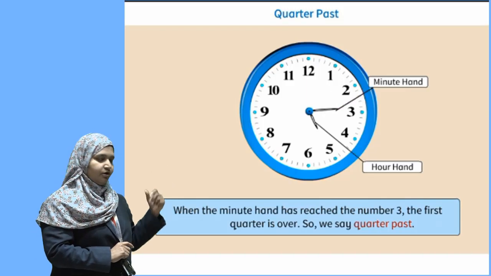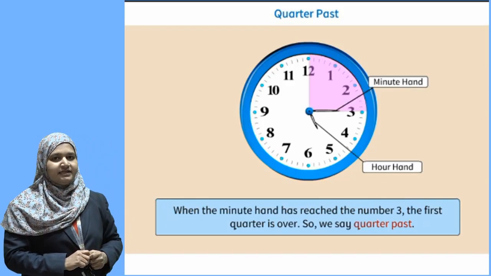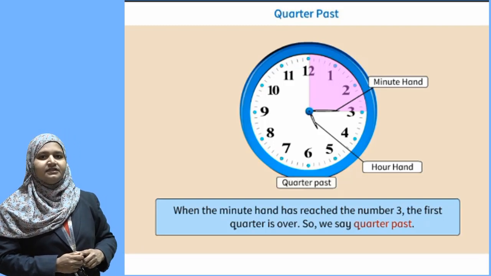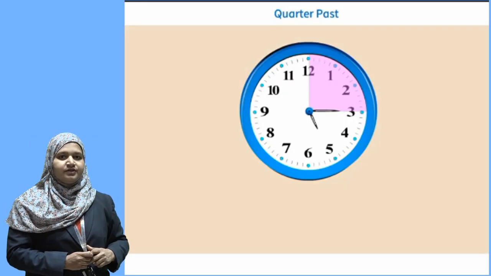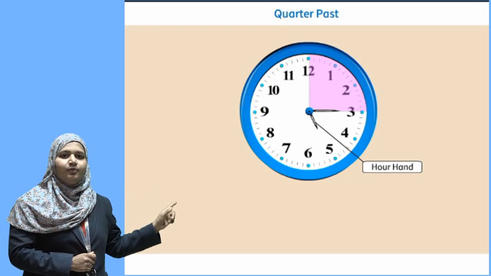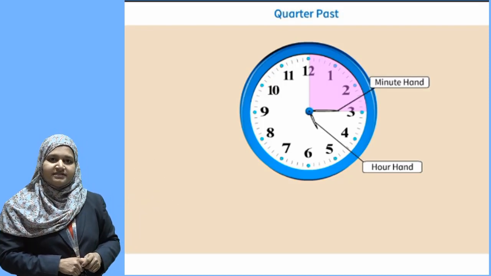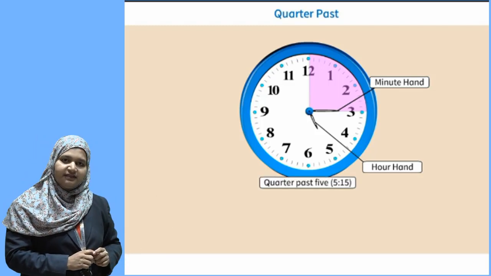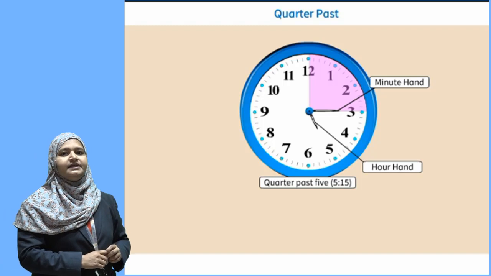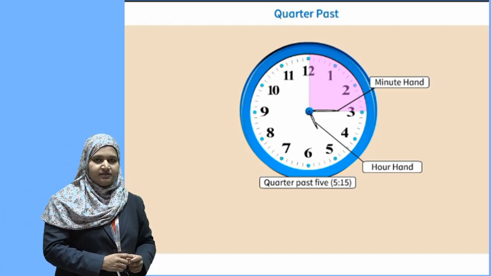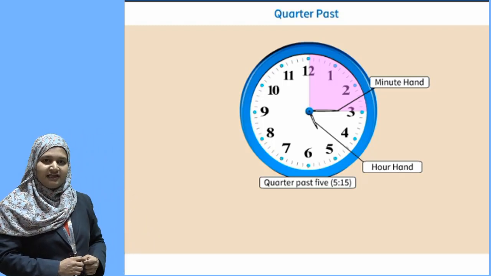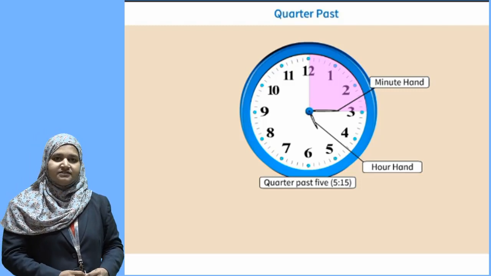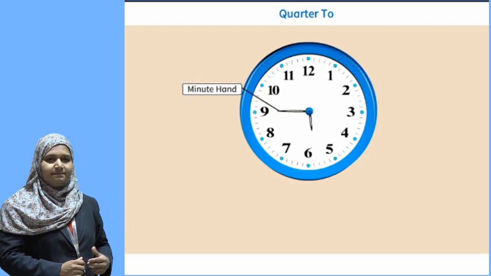Look at this clock. The minute hand is at the number 3 and the hour hand is at the number 5. So the minute hand has covered 1/4 of the distance. So it is read as quarter past 5, or even it is read as 15 minutes past 5. It can be written as 5:15. Let us learn something more with a few more examples.